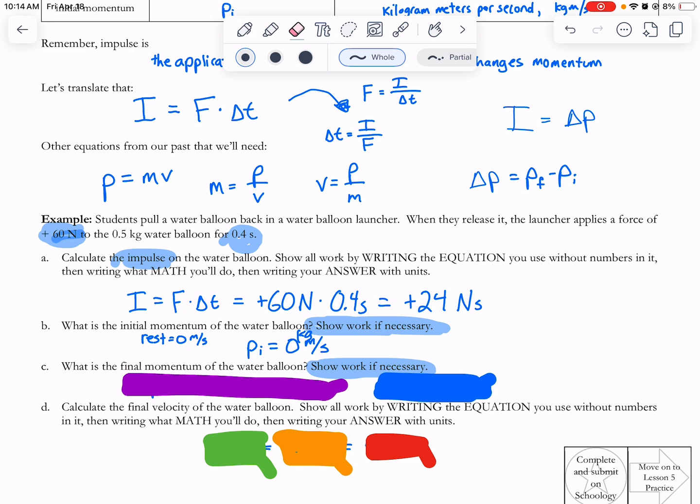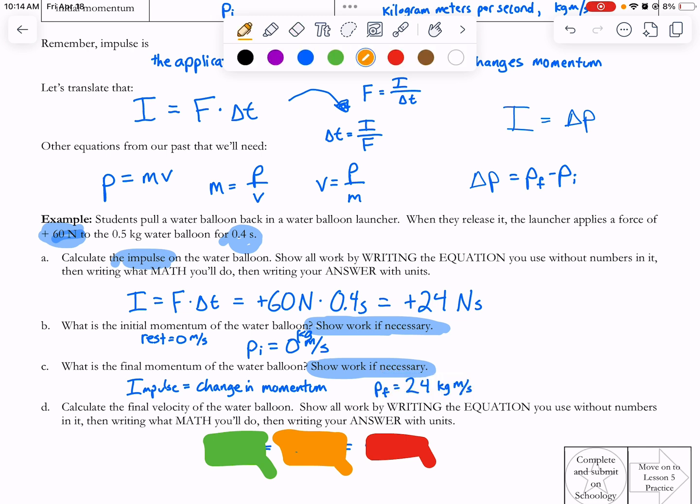Okay, so let's think about this. It started with no momentum, and impulse changes the momentum. So that impulse must have given it all of the momentum it has. That's kind of the thinking that we need to go through here. Impulse equals the change in momentum, okay? And I think all I did was write down the answer here. So the final momentum must be that 24. It didn't have any to begin with, okay? So it must be going from 0 to that 24.